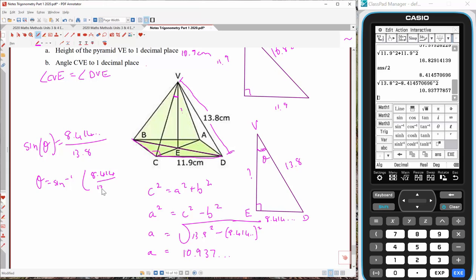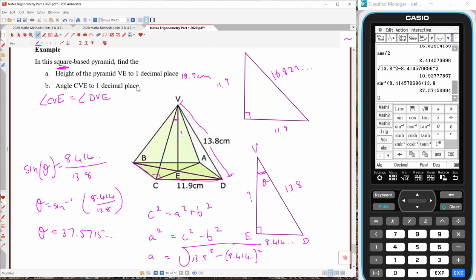8.414, 13.8. Theta equals, so sine inverse, grab the most exact version, 13.8, sounds okay, 37.5715 dot dot dot. So CVE to 1 decimal place is 37.6 degrees.